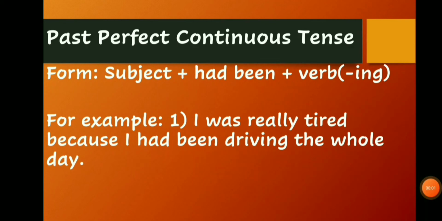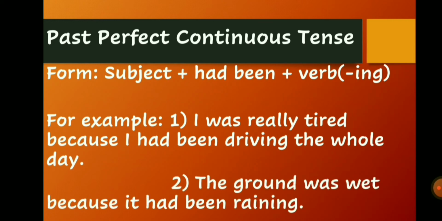So now let us see the first example. I was really tired because I had been driving the whole day. So here we can see that I is a subject. Had been driving shows the past perfect continuous tense. Had been driving shows the action that had started in the past and ended in the past only.